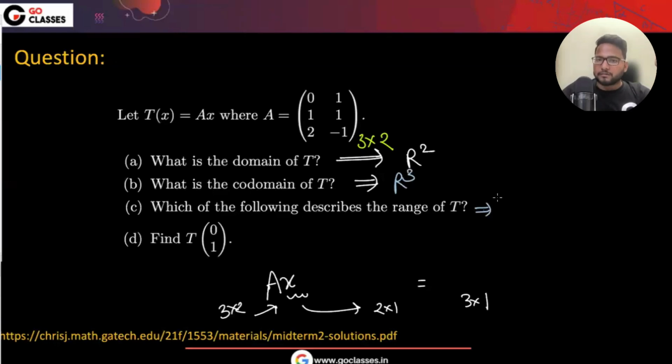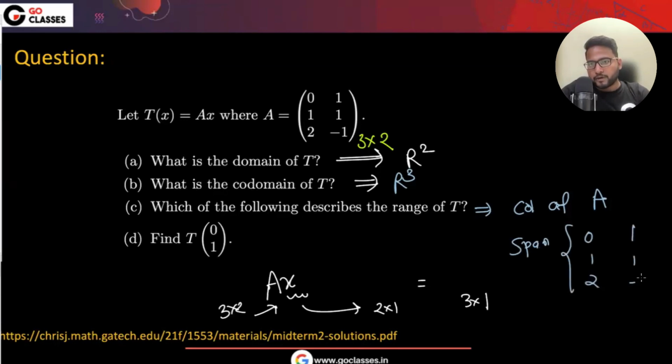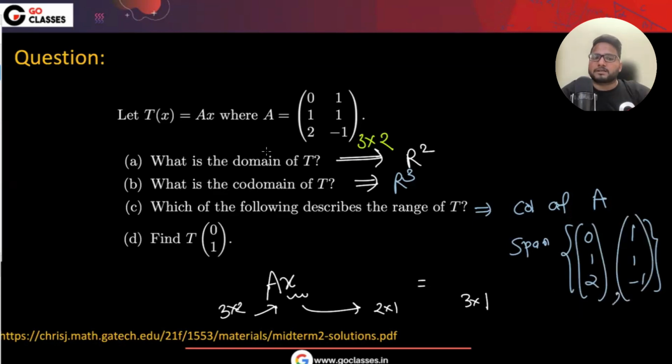What is the range? For the range, you can say it is the column space of A. I mean, you can find the basis vectors. Are these vectors linearly independent? Yes. So you can say the span of (0, 1, 2) and (1, 1, -1), these two vectors, is the range. You can find this, right? (0, 1, 2) is nothing but this vector, and this is nothing but (1, 1, -1). Is this fine to everyone?